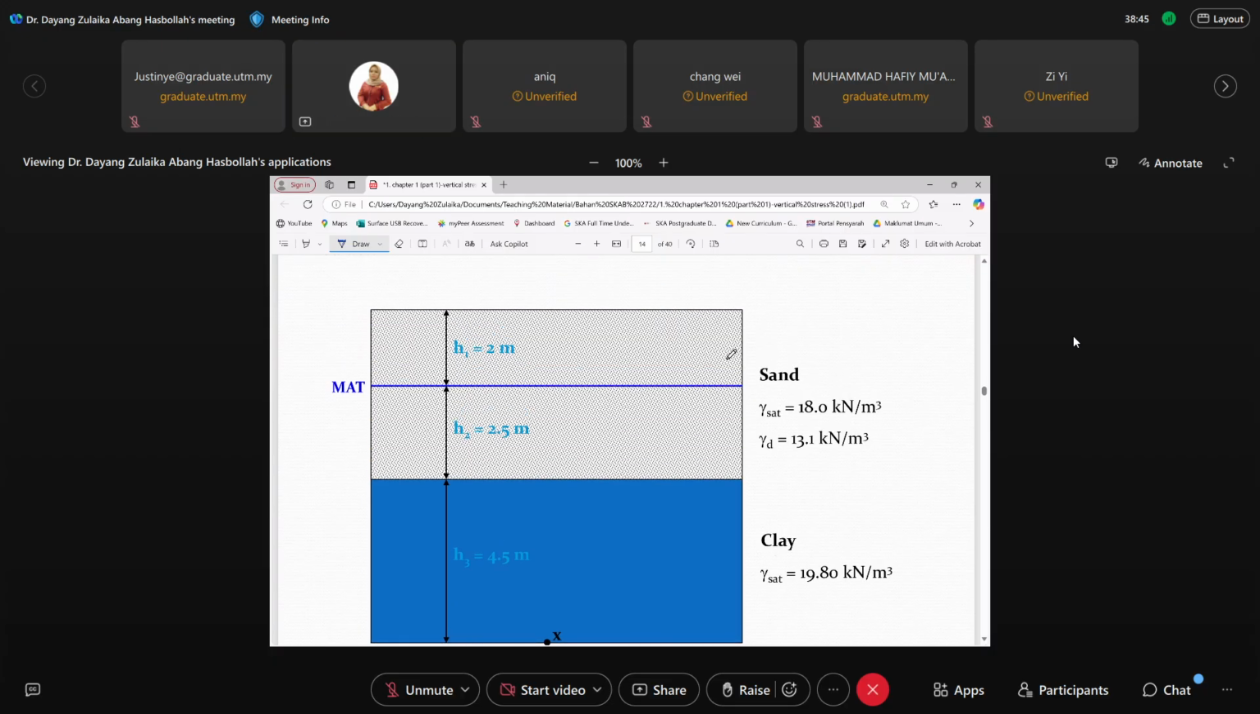Okay, right. So you have here, this is the groundwater table. Your water table is here, meaning that the upper layer is dry, correct? Dry, so there is no water. Meaning your pore pressure will start from this layer. So most likely your stress distribution diagram will be like this. Now, let's do it step by step.